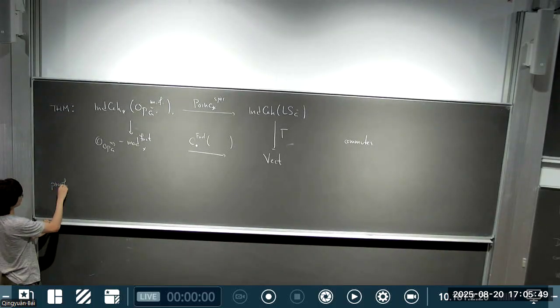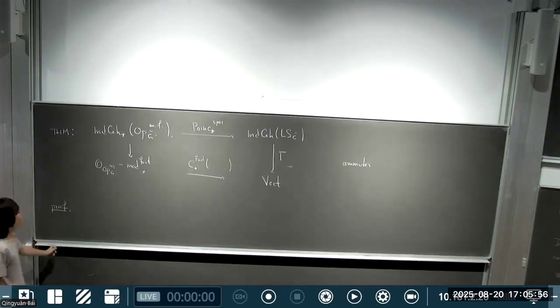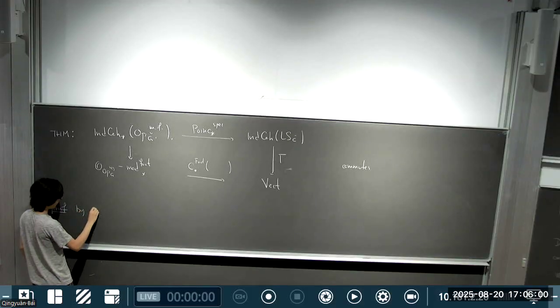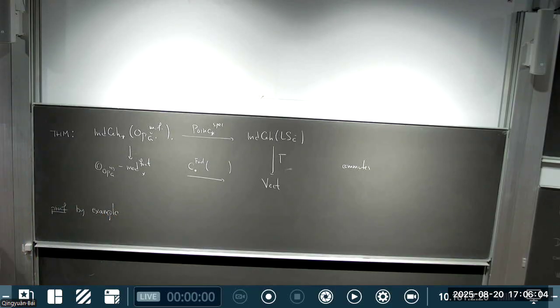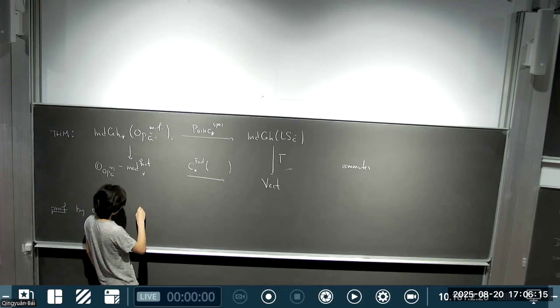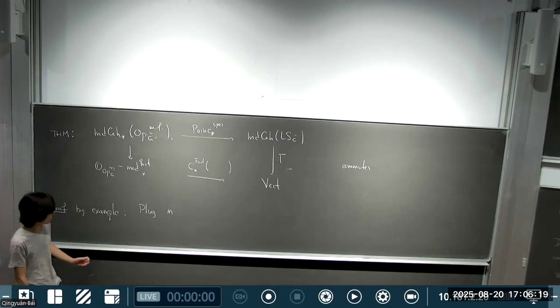Basically, there's the one fact I know about factorization. Proof by example. In the previous talk, we also had proof by example. This will be the same, proof by example. Let's just see that this diagram commutes on a particular object. Let's plug in the vacuum.